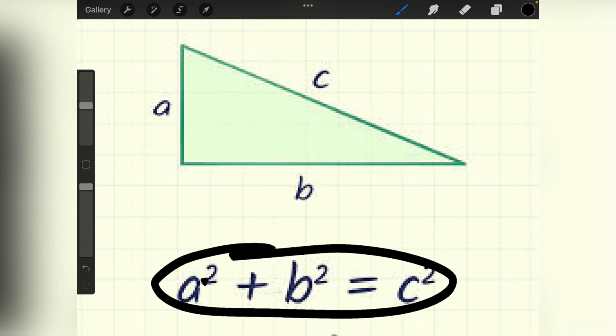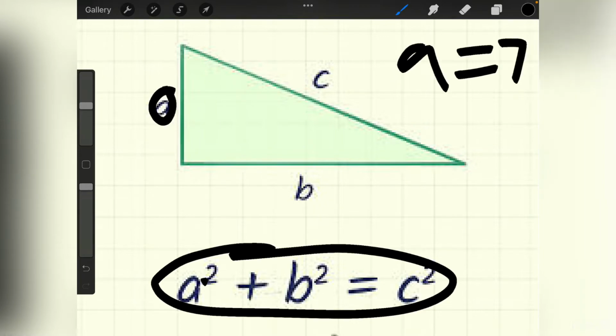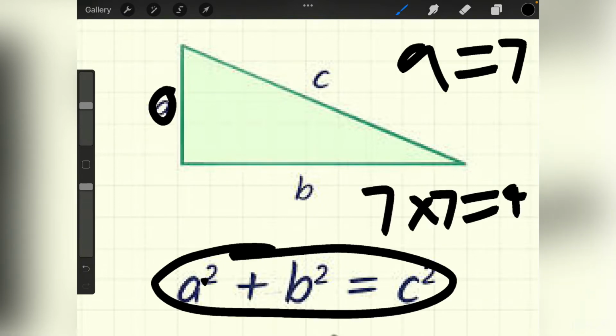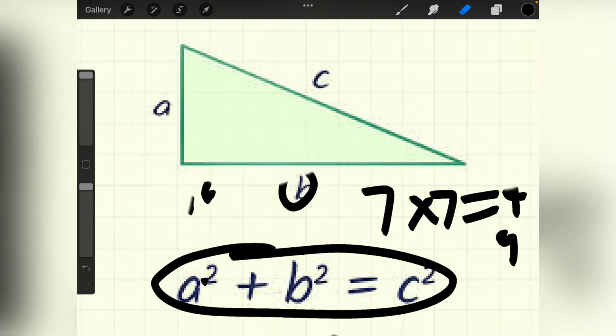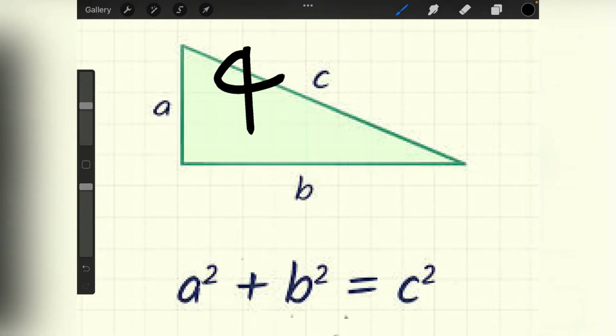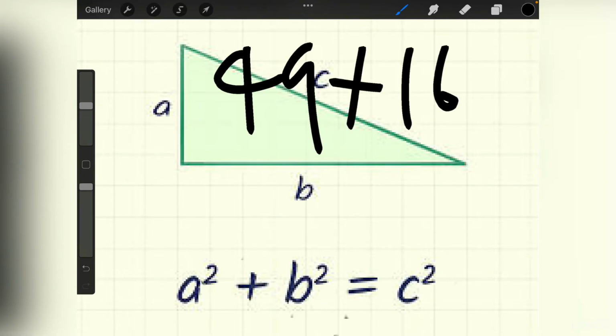So for A squared, for example, A is going to equal 7. So A squared is 7 times 7, so we get 49. And then say B is 4. So 4 times 4 is 16. And so now we add the two together because A squared plus B squared. So 49 plus 16 equals 65.